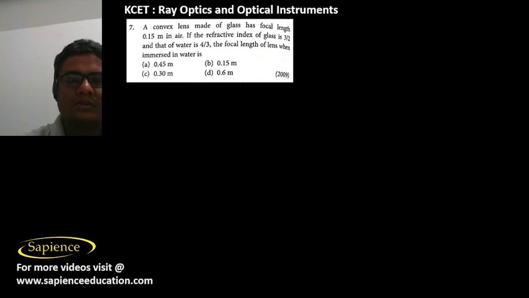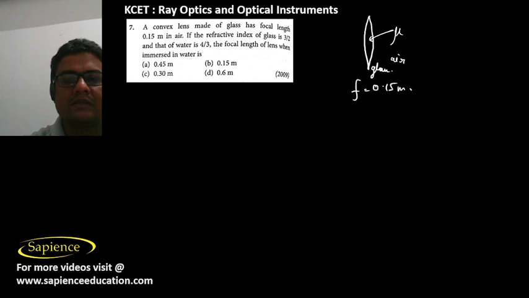Then in question number 7, it is told a convex lens is made of glass. It has a focal length 0.15 meter in air. The refractive index of the glass is 3 by 2, and the refractive index of water is 4 by 3. Then the focal length of the lens when immersed in water will be how much? This is the focal length in the air.